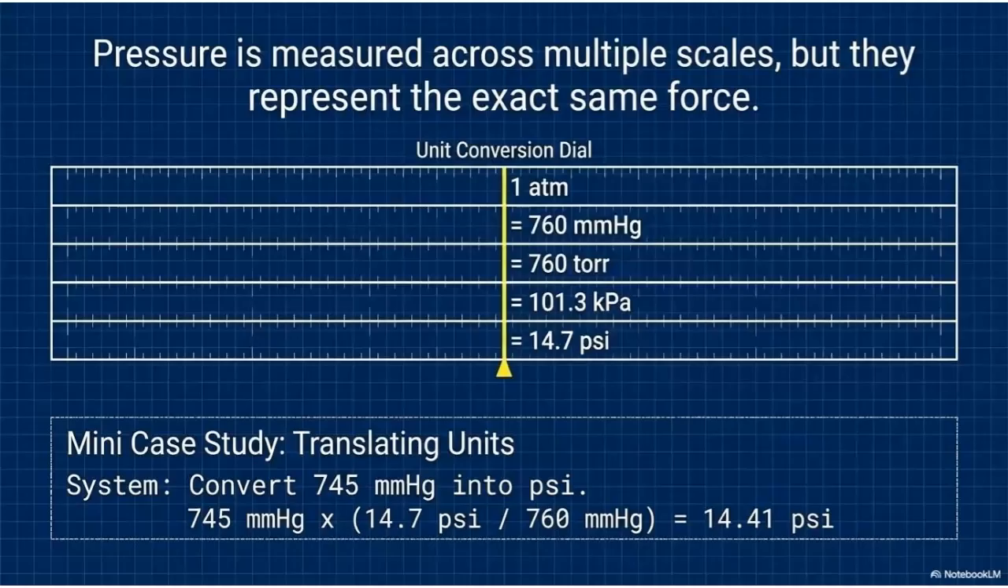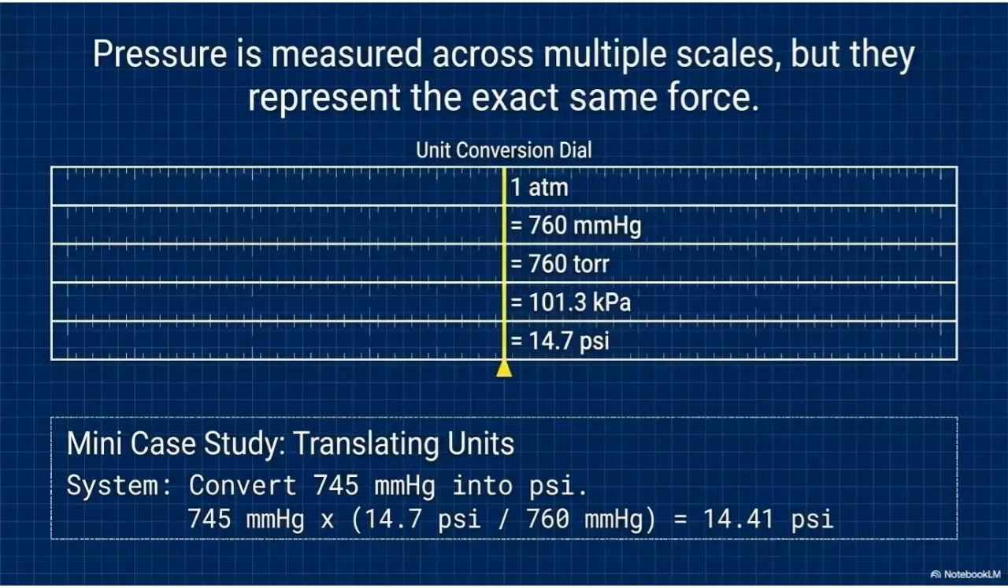So 1 atm is the same as 760 millimeters mercury. It's the same as 760 torr. It's the same as 101.3 kilopascals. It's the same as 14.7 psi. So any one of those measurements, they all equal 1 atmosphere. And I can use that to convert between units. So we are going to do something similar to what we did at the beginning of the semester, which is unit conversions.